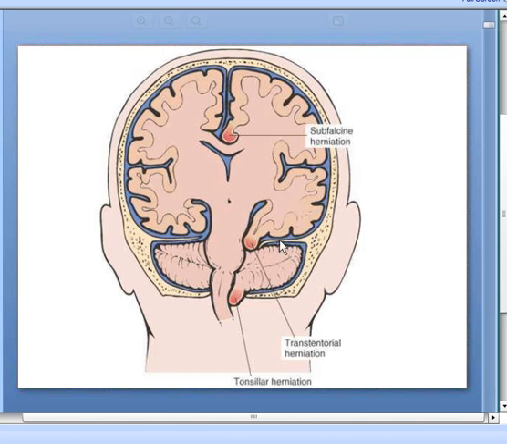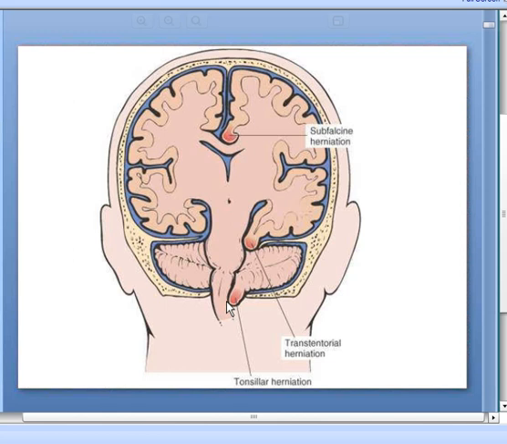Another technical place, if you remember, you have this big fibrous membrane called the tentorium separating the supratentorial structures of the brain from the infratentorial structures, which is basically the cerebellum and the brainstem. And technically, there could be a herniation of the brain through the tentorium as well. That's another area.